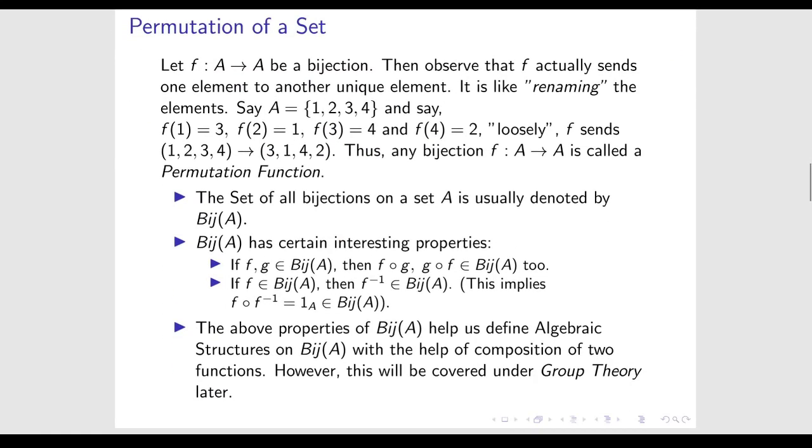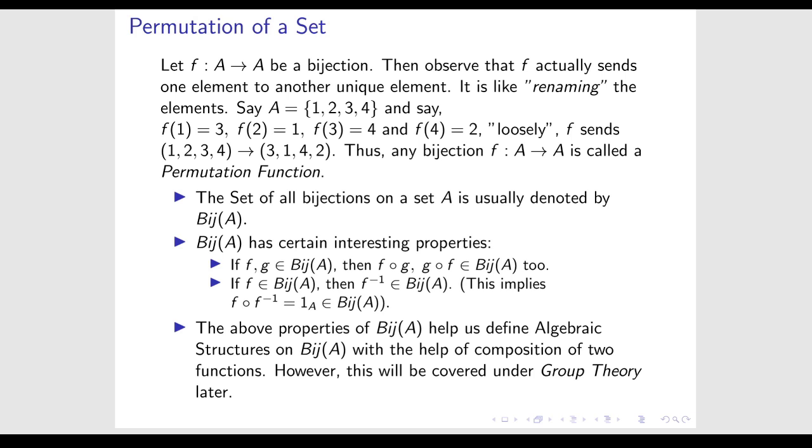Now, permutation of a set. Let f: A to A be a bijection. Then observe that f actually sends one element to another unique element. It is like renaming the elements. Say A is the set containing 1, 2, 3 and 4. And say f of 1 is 3, f of 2 is 1, f of 3 is 4 and f of 4 is 2. Loosely speaking, f sends 1, 2, 3, 4 to 3, 1, 4, 2. Thus, it permutes the elements in a sense. Thus, any bijection f: A to A is called a permutation function.